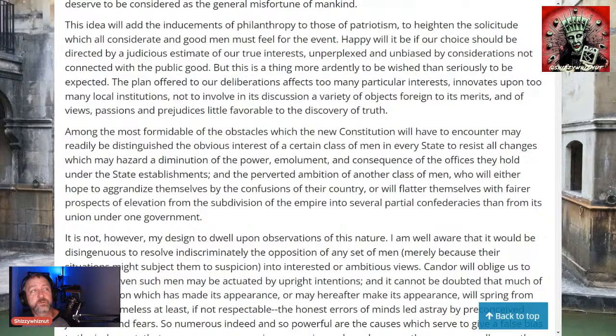Among the most formidable of the obstacles which the new Constitution will have to encounter may readily be distinguished the obvious interest of a certain class of men in every state to resist all changes. And the changes that he's speaking of are the changes in power. It's an interesting thought. They're going to be looking at changes in power that men may not want to give up.